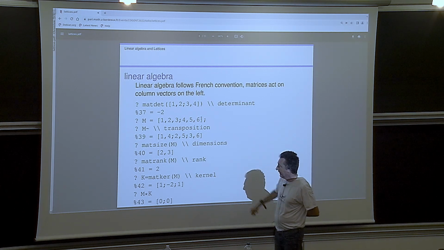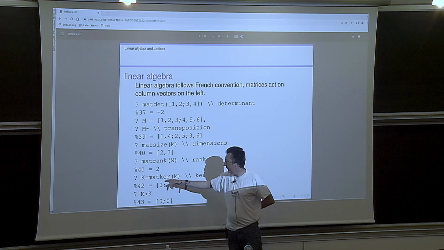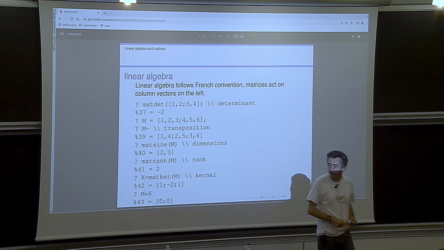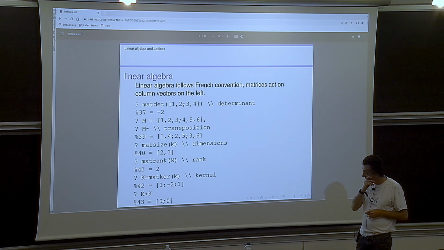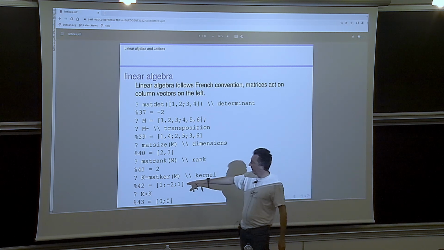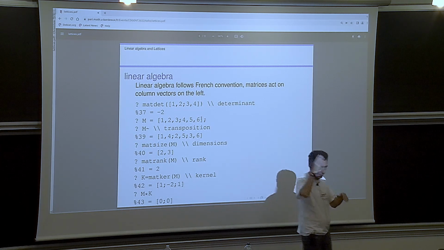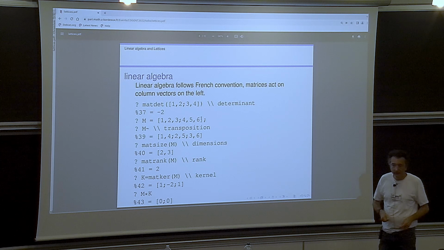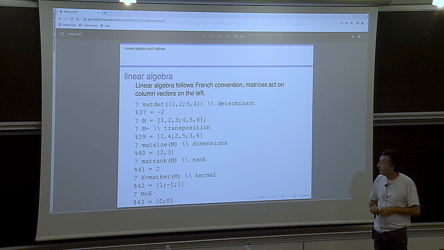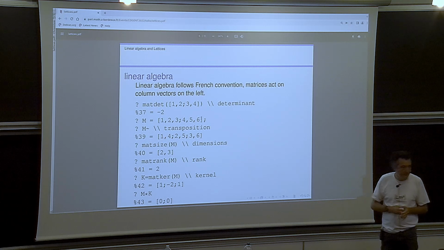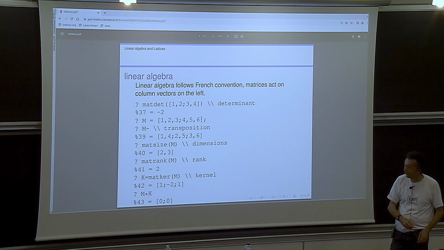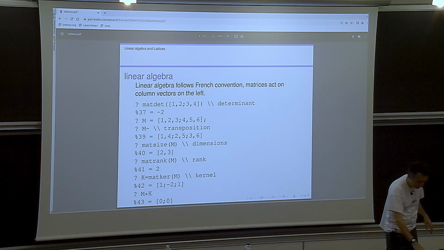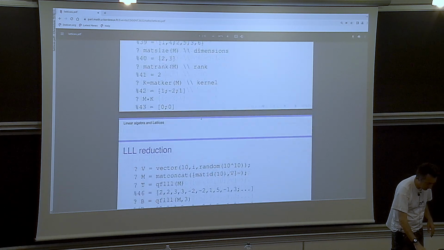matker gives you the kernel. So if you multiply the matrix by the kernel, you should get 0. And here we see there is only one kernel vector, but it's returned as a matrix with one line. So far, so good. Okay, so now maybe we can start.